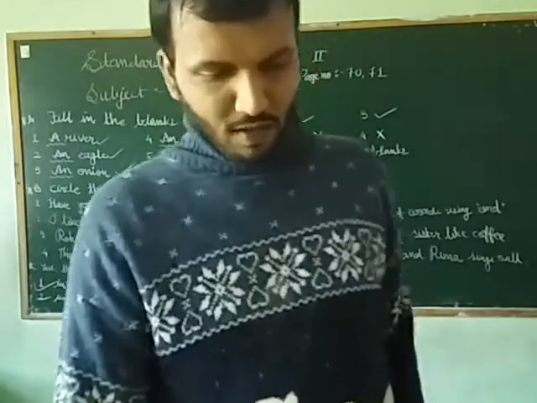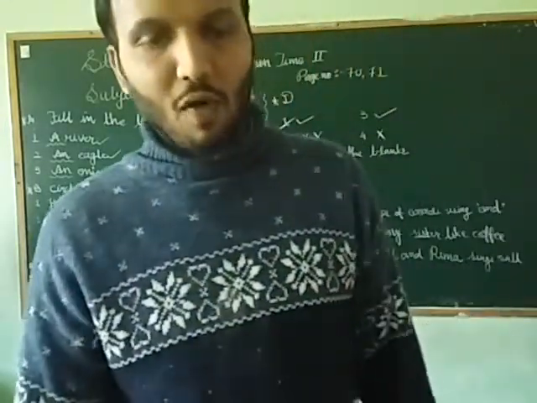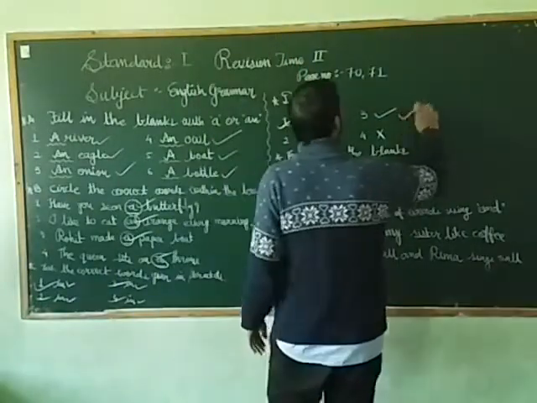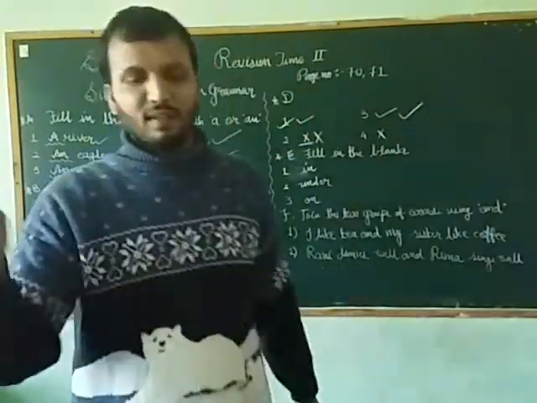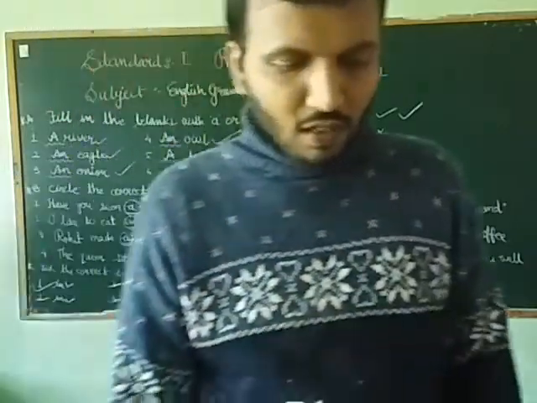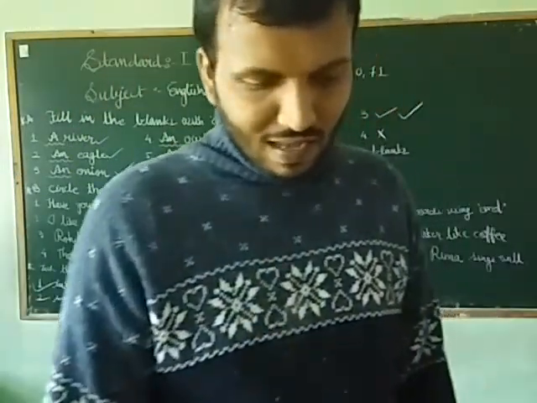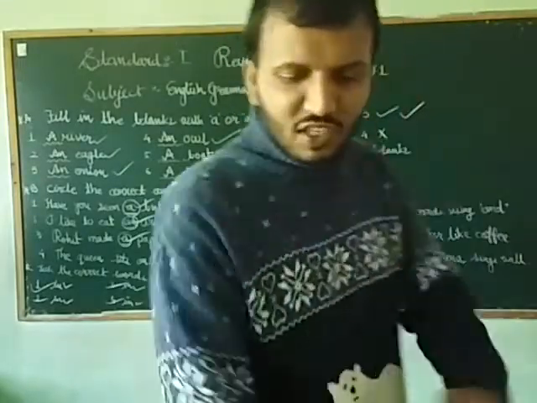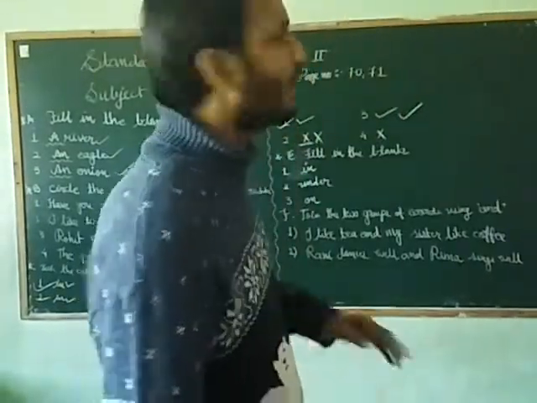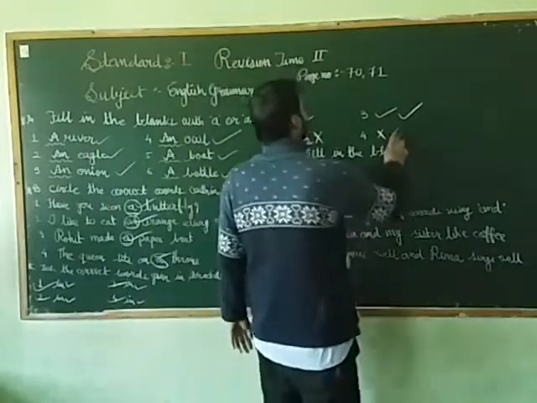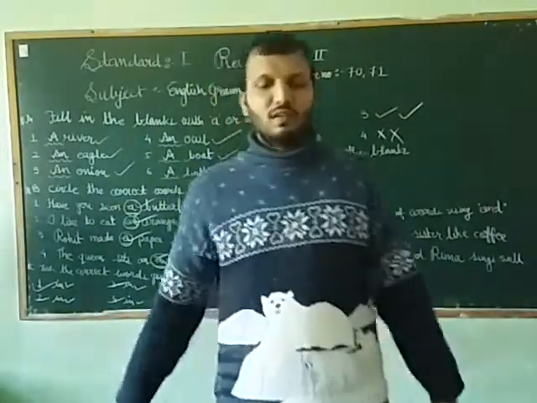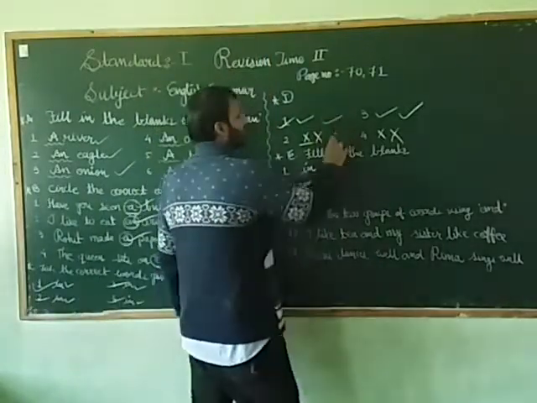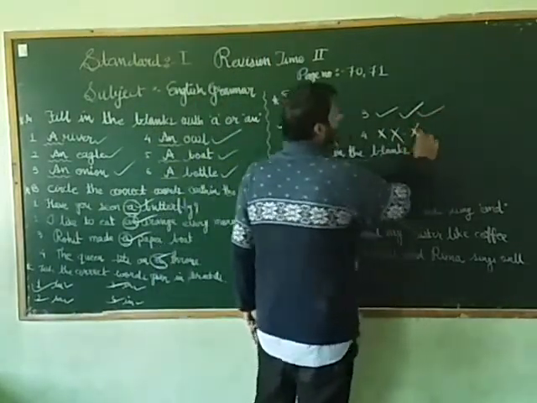Now third number, the calendar is on the wall. Calendar कहाँ पे? दीवार के ऊपर. दीवार पे. So that is right. So do the tick mark, right? Okay. Then fourth number, the shoes are in the table. No, शूज कहाँ पे? टेबल के नीचे, under है. That is why that is also wrong. So fourth number also wrong. There are two rights and there are two wrongs. First number right, second number wrong, third number right, fourth number wrong.